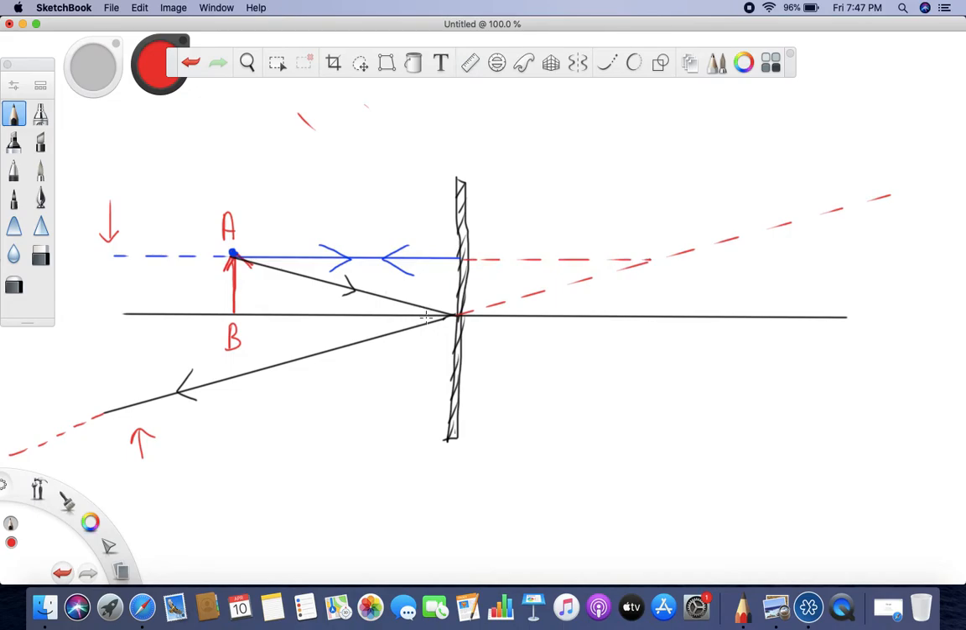So if they don't meet in front of the mirror, that doesn't mean the image is not formed. It means when you extend them, they meet behind the mirror here, and that is how your image is formed. So here your image is formed. And we call this image A dash B dash.